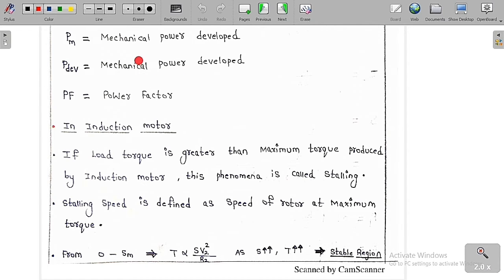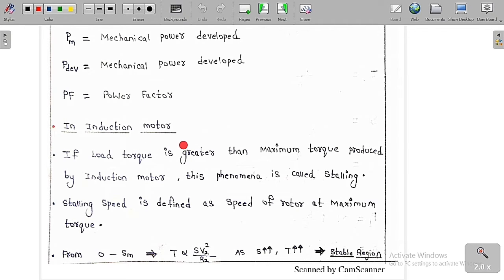So you can use any of the equations. The power developed is the mechanical power developed, and you can use the notation PM or P developed, both are always same. So we can write this as T into omega. PF is called the power factor.